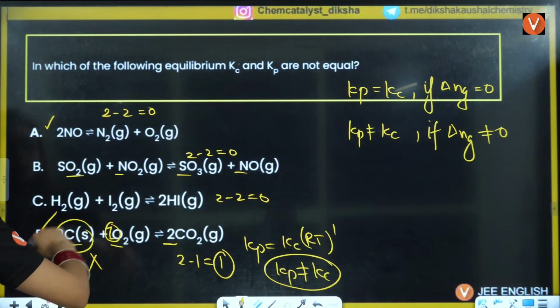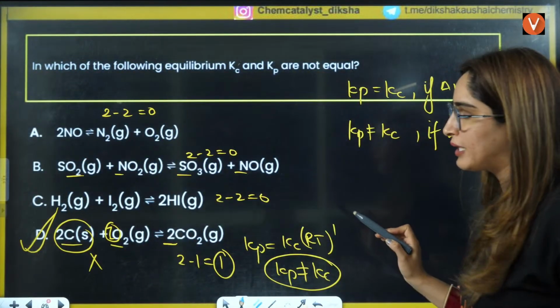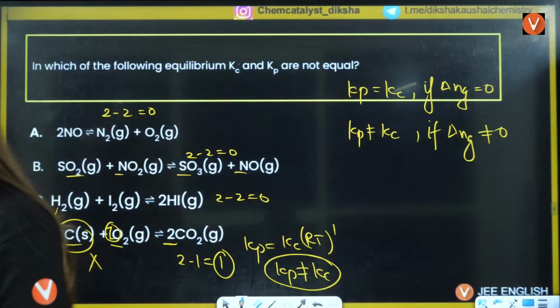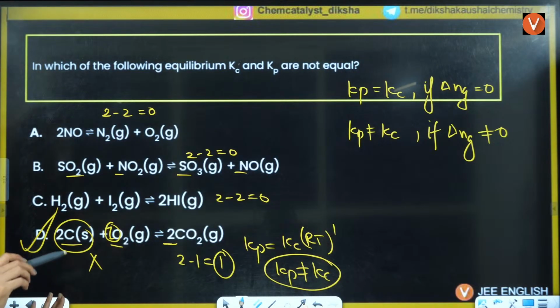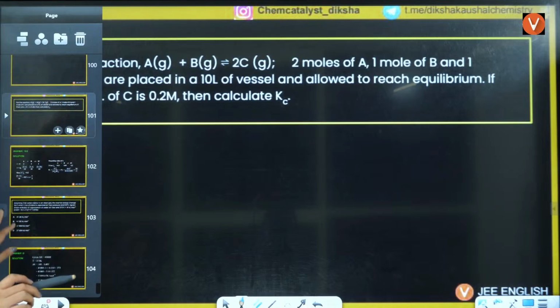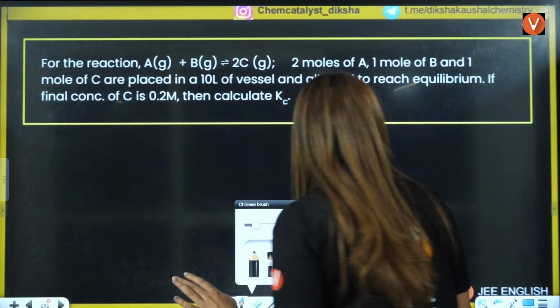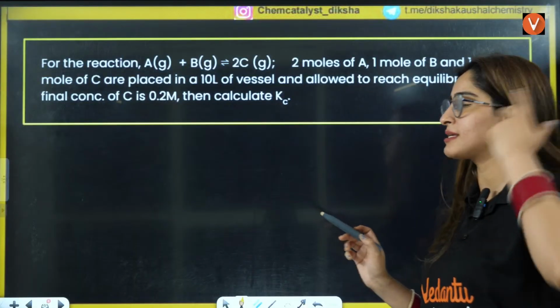So the answer will be D, which is the correct answer where it is not equal, right? Okay, students. So D is going to be the correct answer here. I think now we are at the last two questions. Last two questions, students, see this.